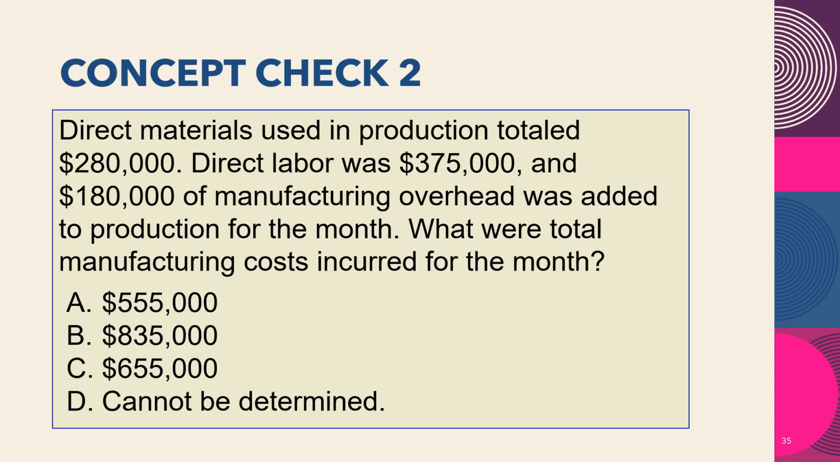Concept check number 2. Direct materials used in production totaled $280,000. Direct labor was $375,000 and $180,000 of manufacturing overhead was added to production for the month. What were total manufacturing costs incurred for the month?